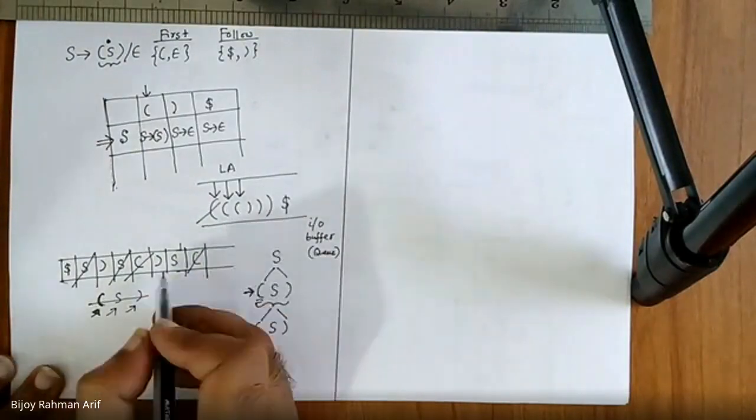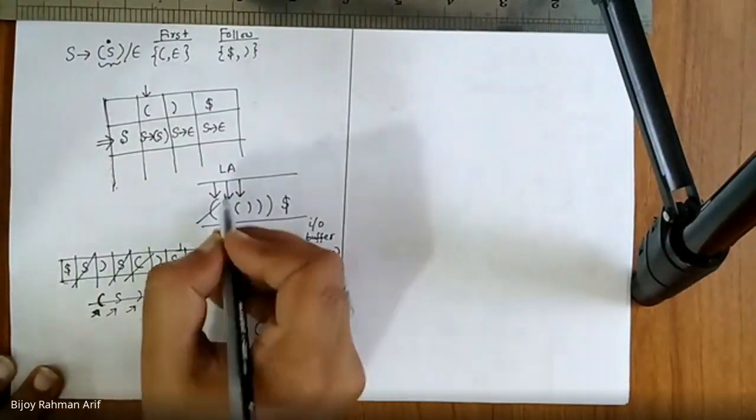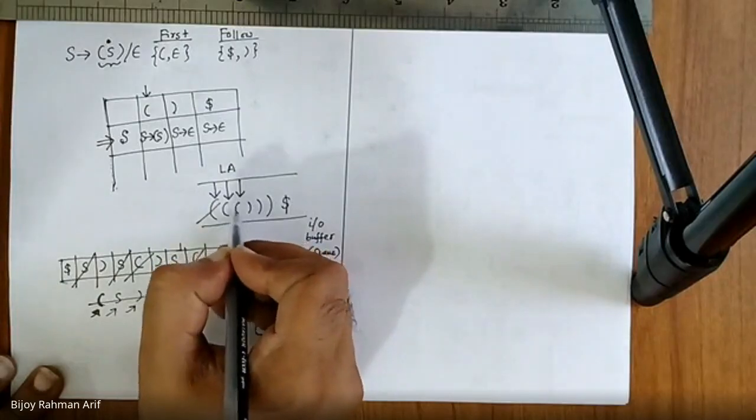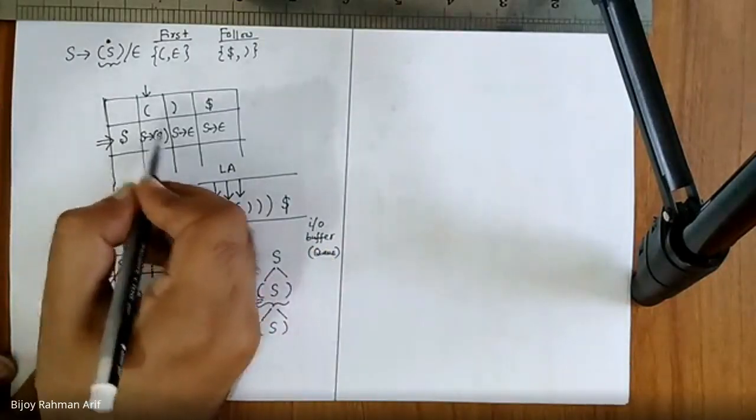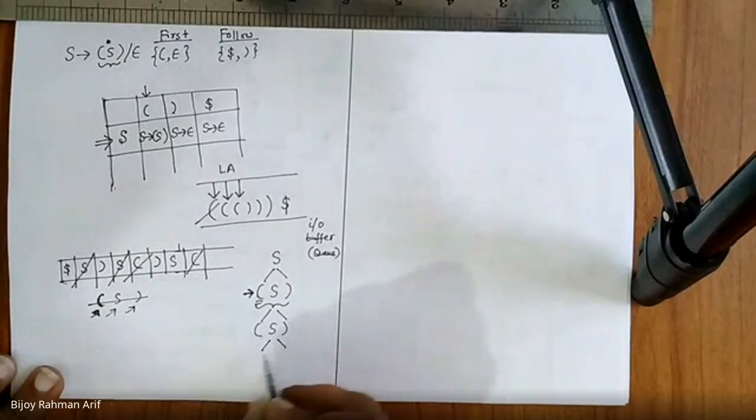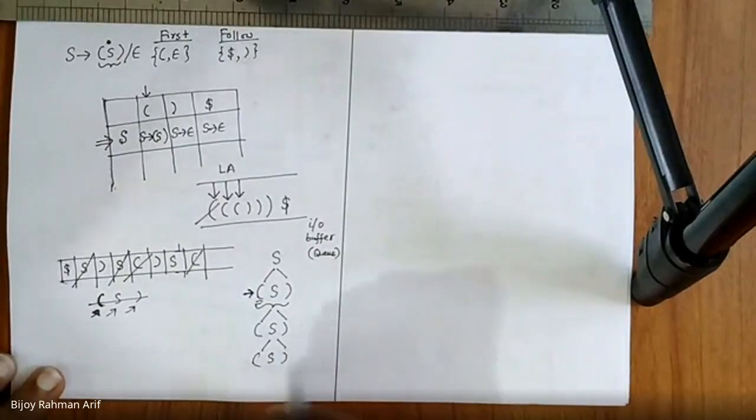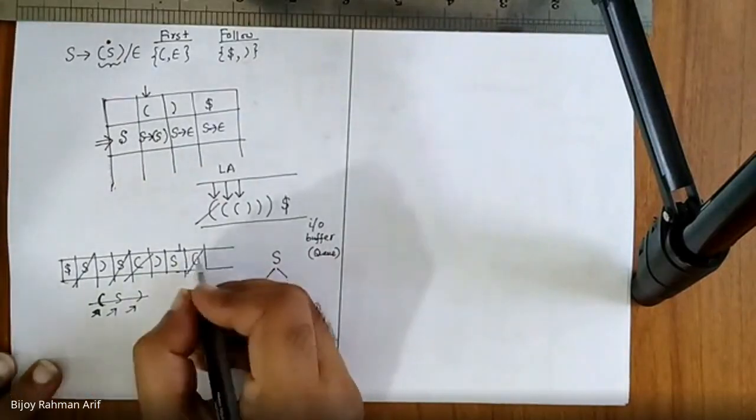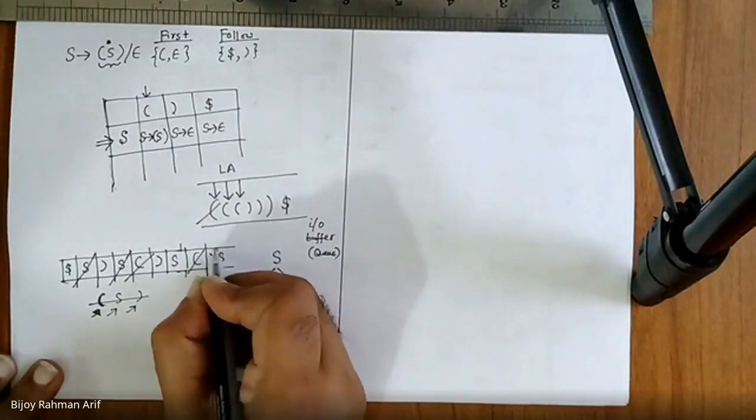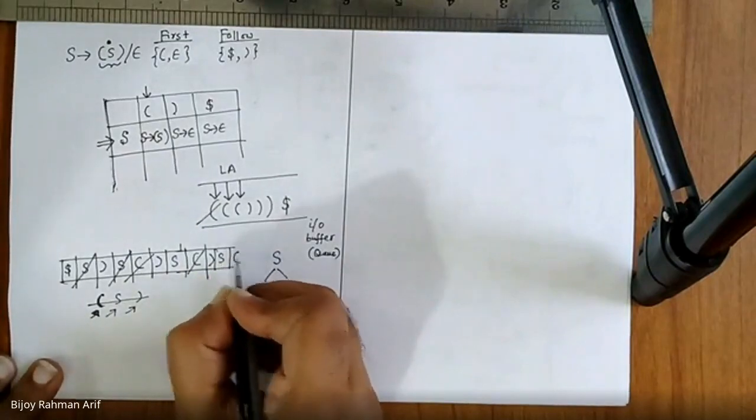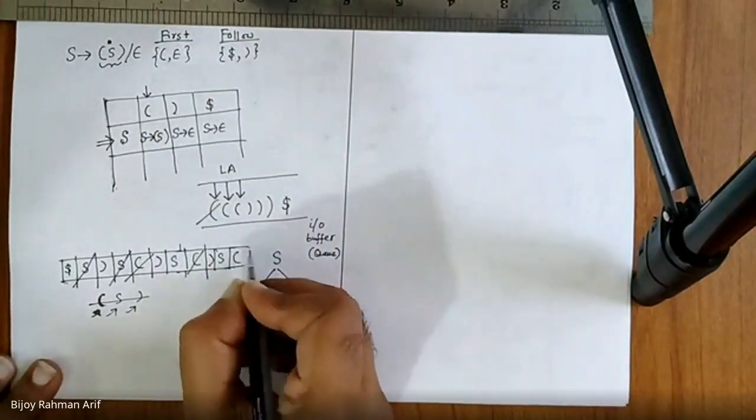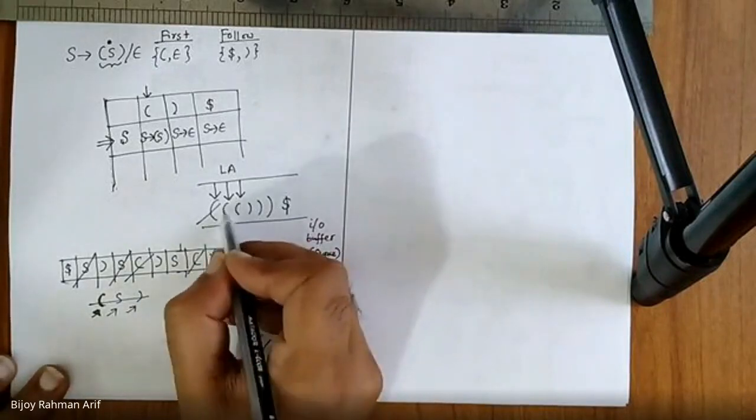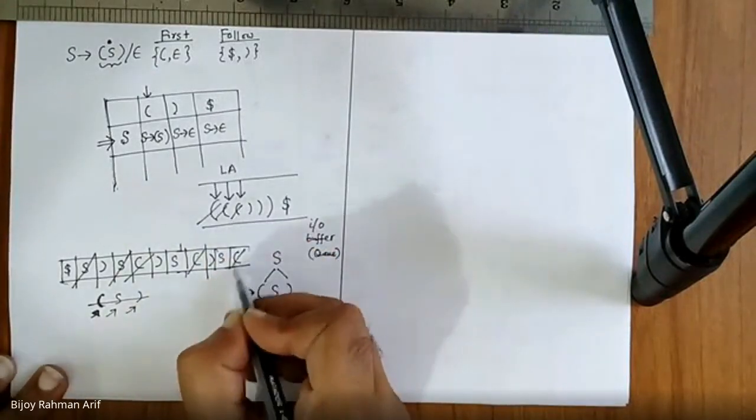Then again, I'm seeing S derives open parenthesis. So I'm going to use again rule number 1. So S derives this. So I'm going to put it again in the reverse side. This, and then what happened? Now this one and this one match. So I'm going to cross out.